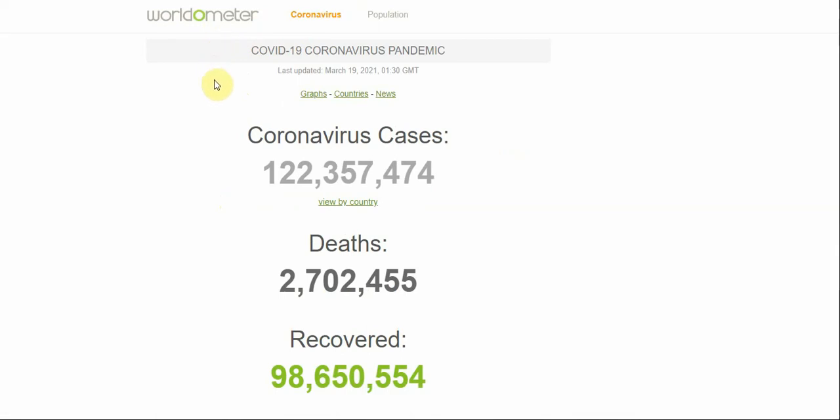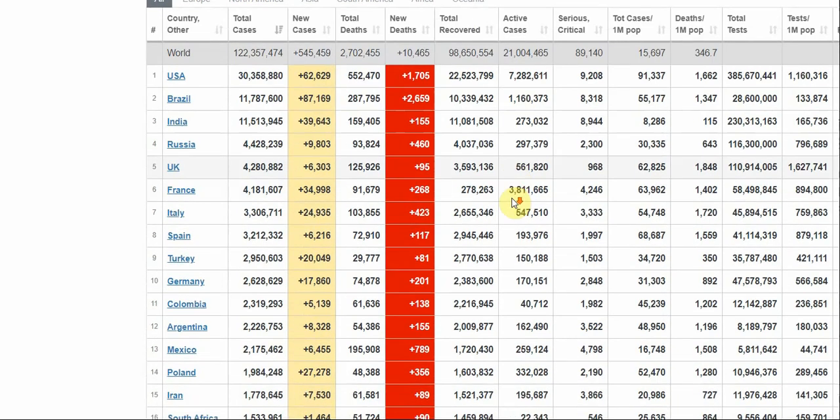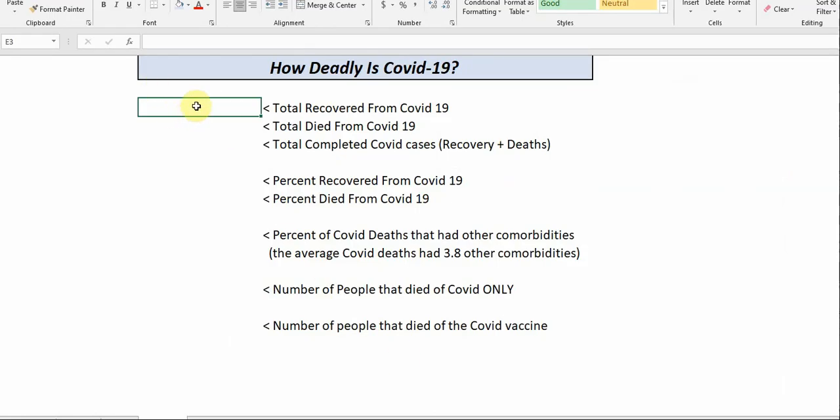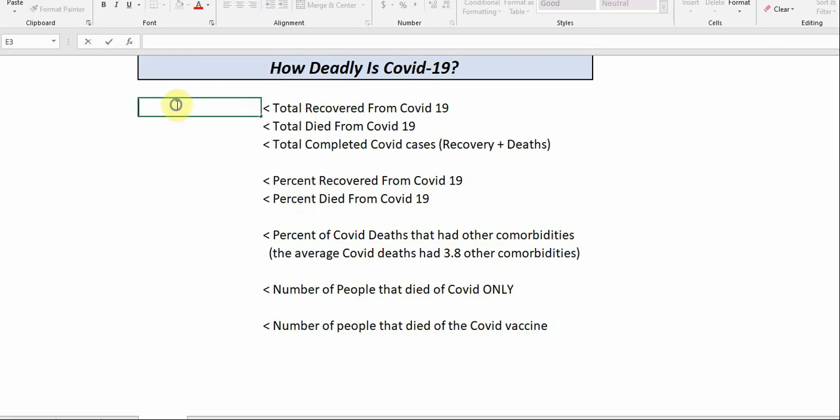Worldometers.info is where you can find this information, and we will leave links to these websites in the description. So we're going to go down and look at the USA. And what we want to do is get the total number of recovered people. So as of the time I logged in, this is the total number of recoveries. I'm going to go back to my spreadsheet and paste that number in, which should be here. There we go.